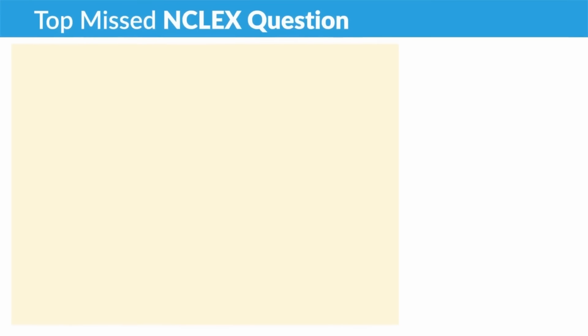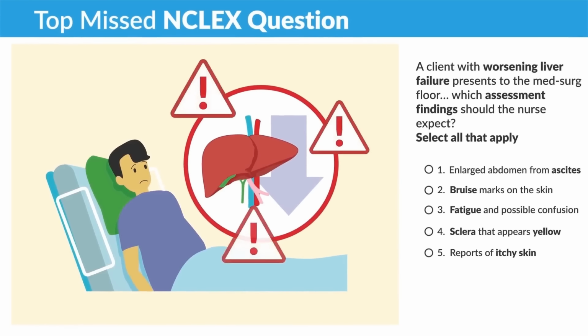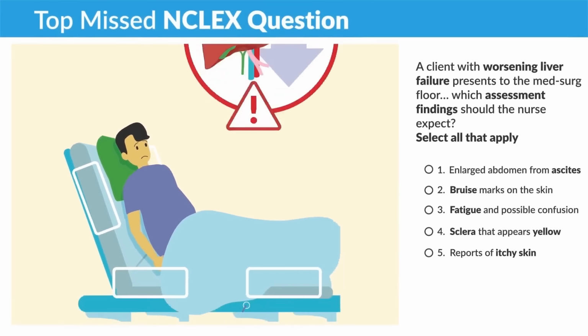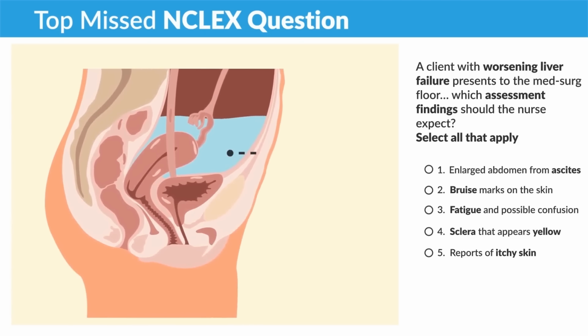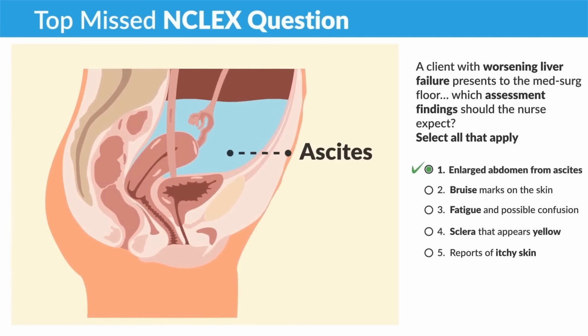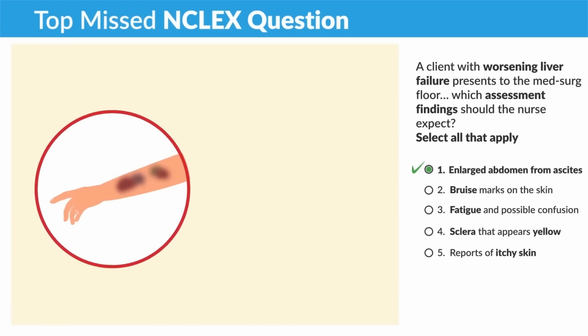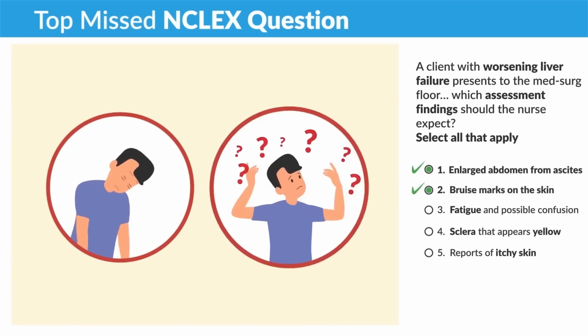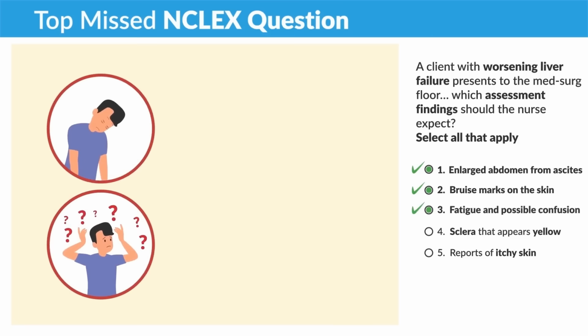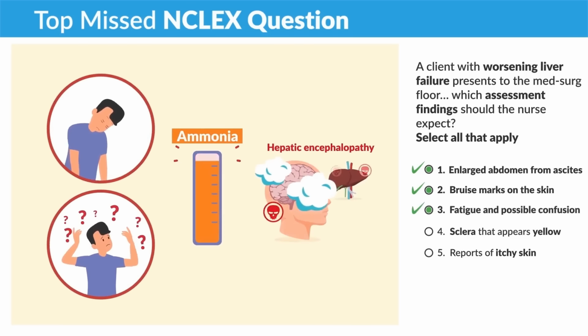Now, for a top missed NCLEX question here, a client with worsening liver failure presents to the med-surg floor. Which assessment finding should the nurse expect? Select all that apply. So just slow it down and look at the key terms. Worsening liver failure, and it's looking for an assessment finding here. So, option 1, an enlarged abdomen from ascites. Yes, ascites is that abdomen filled with fluid. And bruising marks all over the skin, yes, from the lack of clotting factors leading to easy bleeding, resulting in bruising. And fatigue and possible confusion, for sure, from possible elevated ammonia levels leading to hepatic encephalopathy.